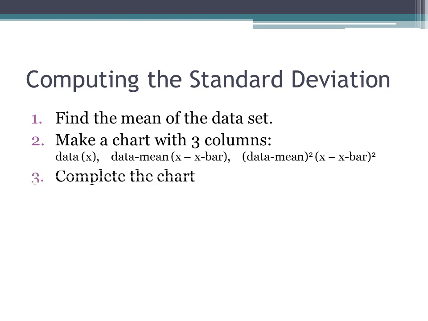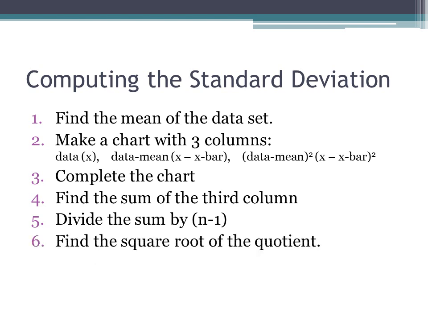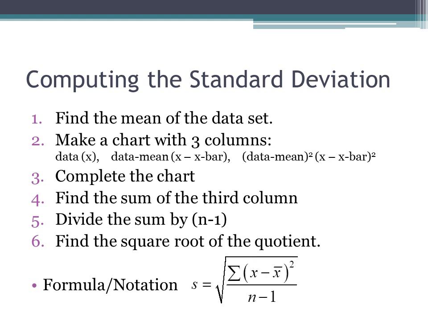Third, we fill out the columns on the chart. Fourth, add up the numbers in the third column. And fifth, we divide this sum by n-1, where n is the number of data points. And finally, take the square root of this number. The formula and notation are given below. We write S to represent standard deviation.